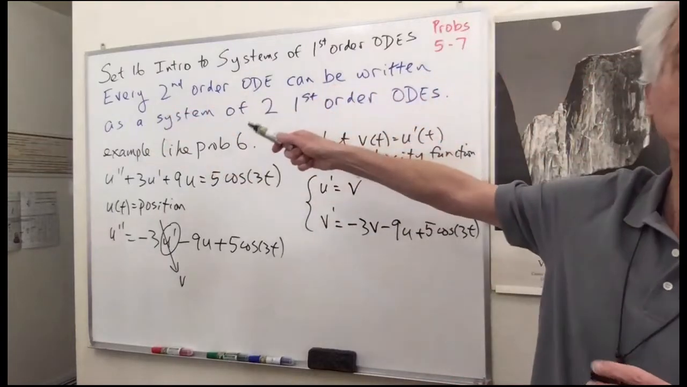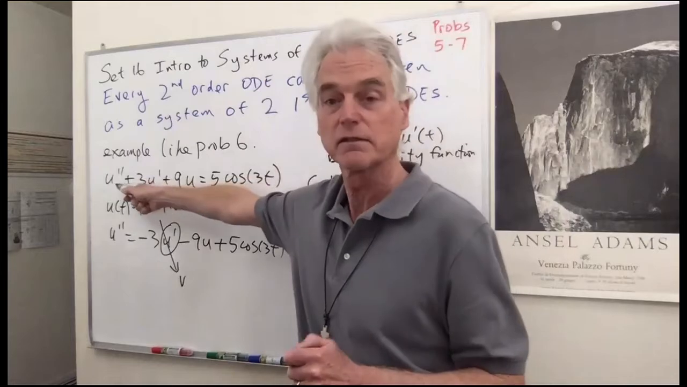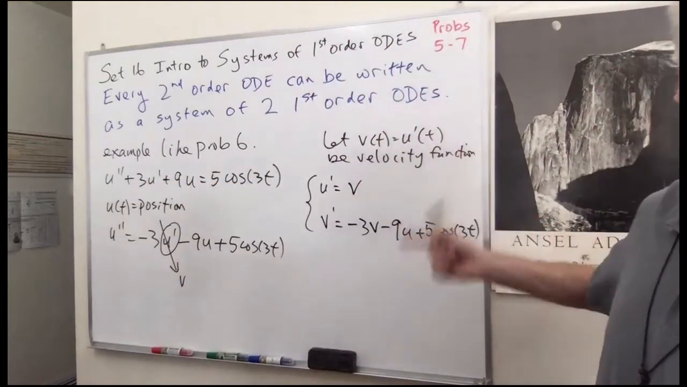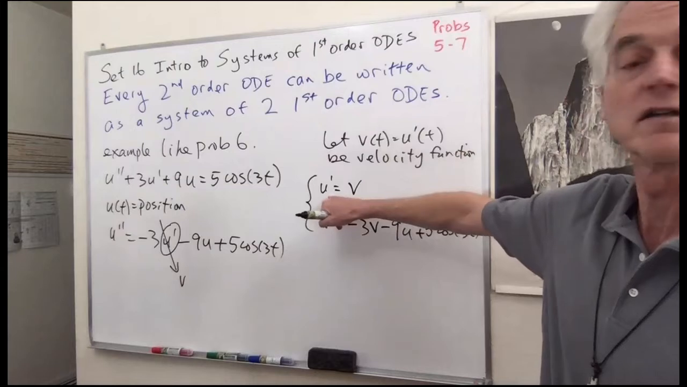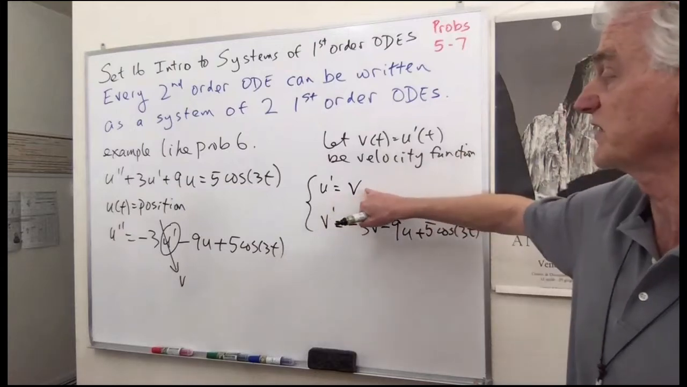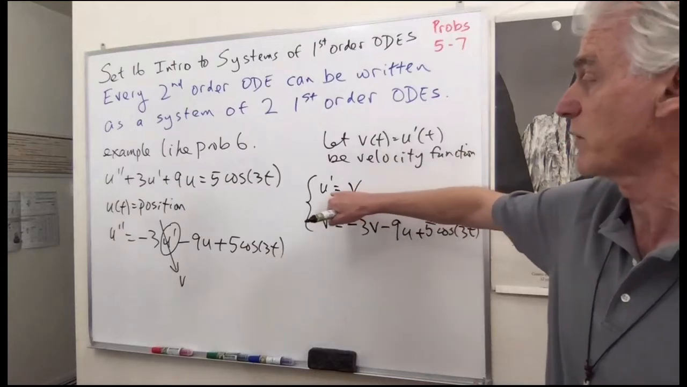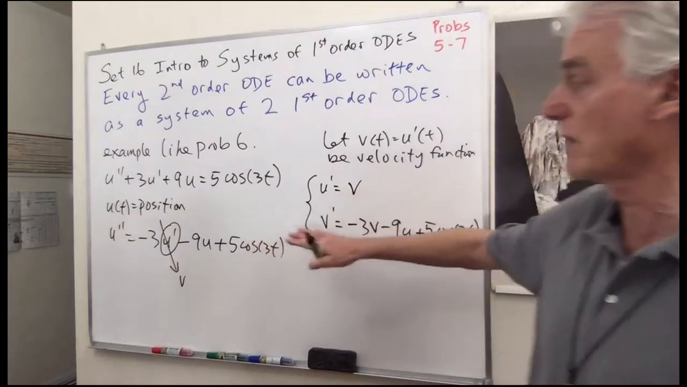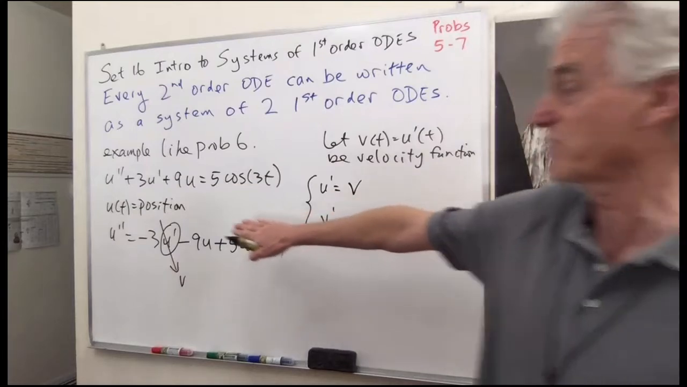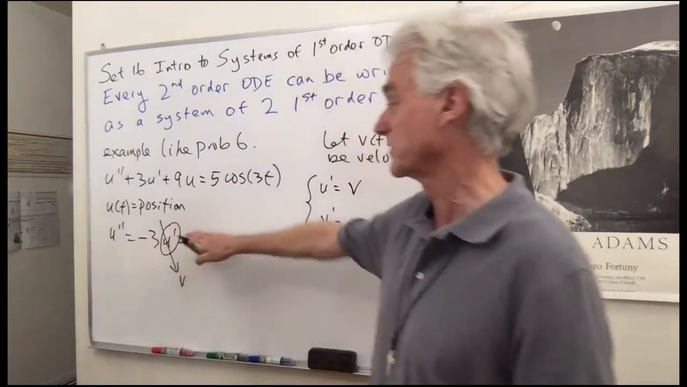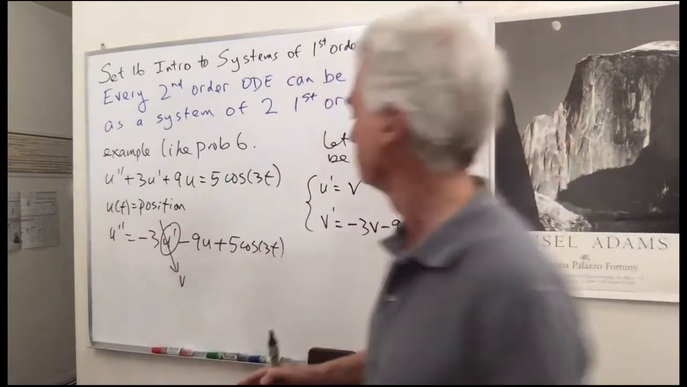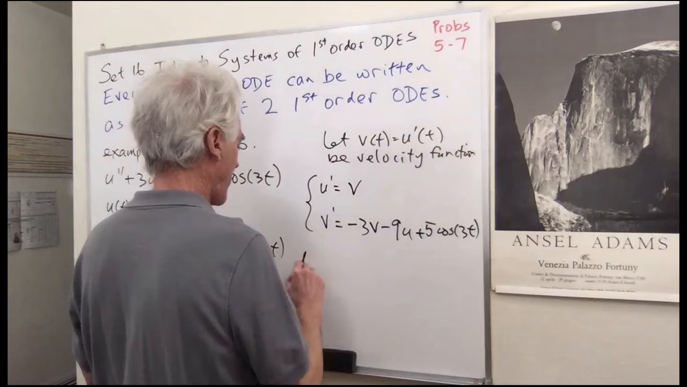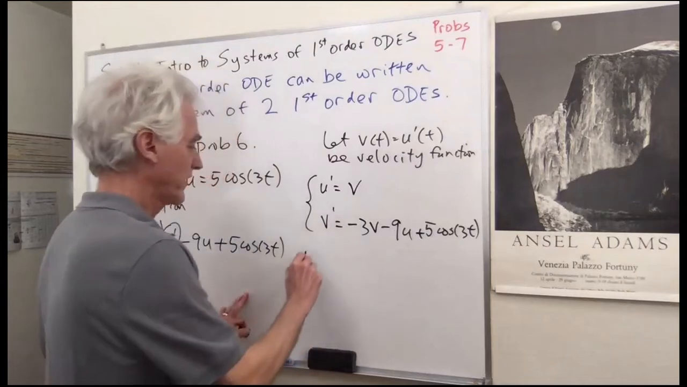So this is an example of this fact in blue. Every second order single ODE can be written as a system of two first order ODEs. And the trick is just the first variable is u prime is v. And then v prime is u double prime, but I have to write u double prime in terms of u and v. But I can always do that.